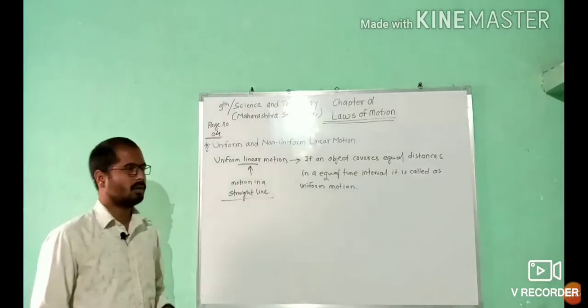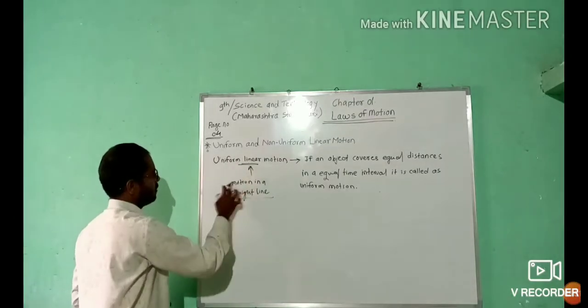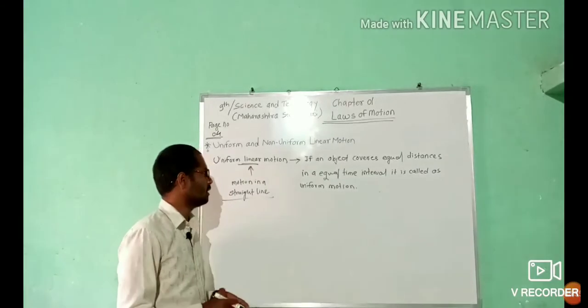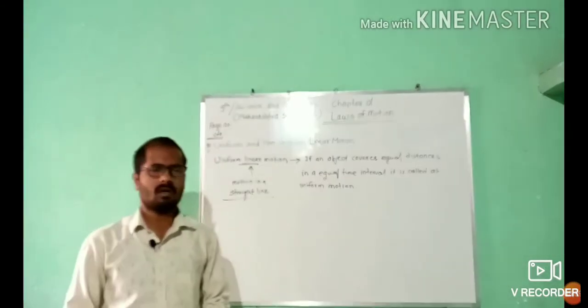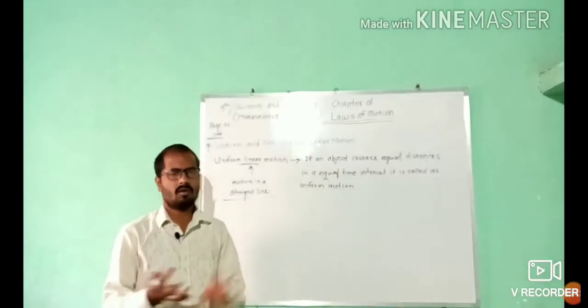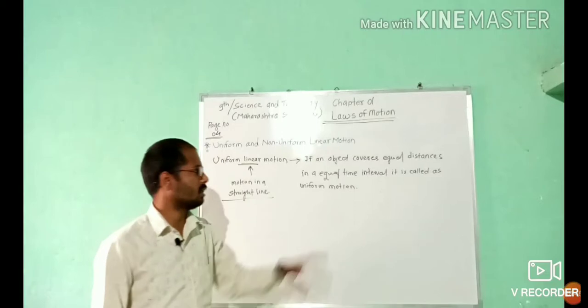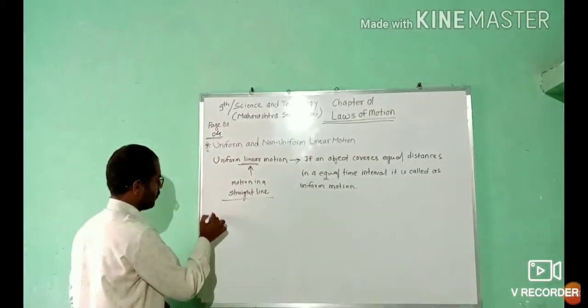So what is uniform linear motion? Linear means motion in a straight line. When an object travels in a straight direction, that is called linear motion. So what is the definition of uniform linear motion? If an object covers equal distances in equal time intervals, that is known as uniform motion. And what is non-uniform now?